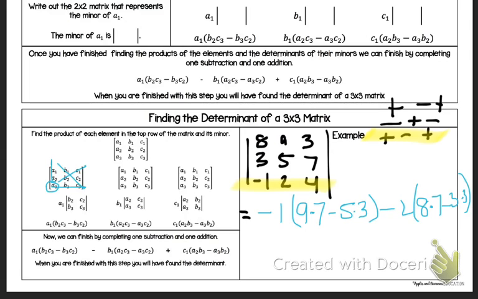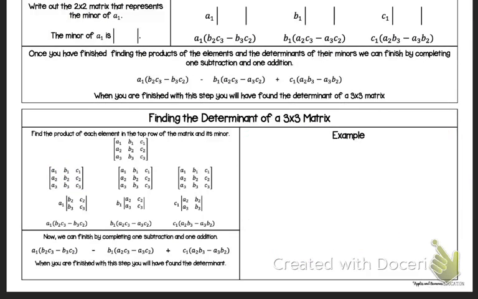Okay, and then last one, the 4. So this is going to be a positive. So plus 4 times, we cross these out, so that's going to be 8 times 5 minus 3 times 9. Okay, and then simplifying this should give us our determinant.